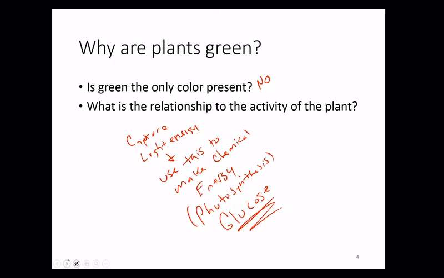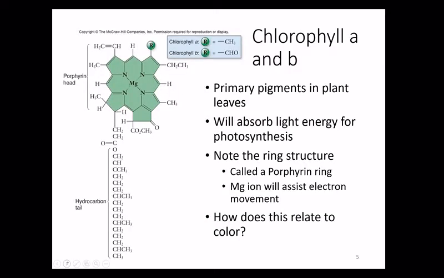So what is chlorophyll? Okay, so chlorophyll, this is the molecule shown here, and we see two primary parts. We have the porphyrin head, and the porphyrin head is going to be where the light is actually absorbed to be used for photosynthesis, and a hydrocarbon tail. The hydrocarbon tail is going to be the part that sort of anchors it or connects it to the cell wall, to the cell membrane. Now the porphyrin ring is really what's important. It's the ring structure that's going to absorb the light energy.